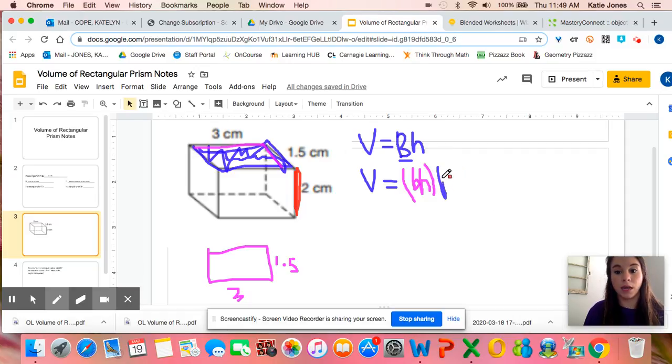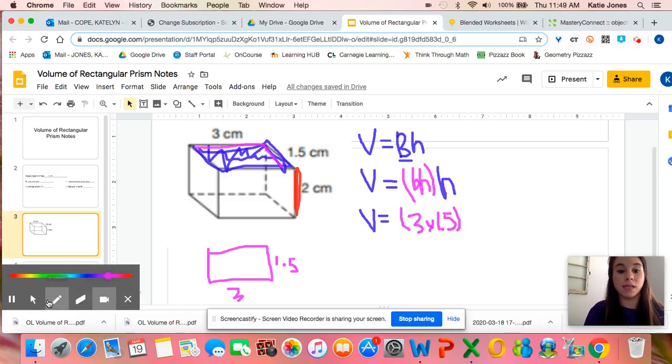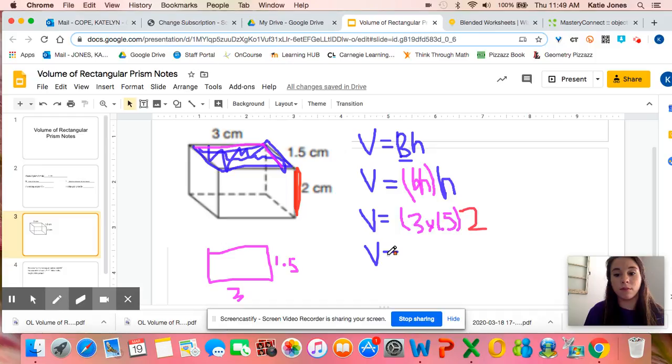So here's our H, and then let's go ahead and plug in our numbers. So we have V equals 3 times 1.5. All right, and then times our height, which is 2. And all we're doing is multiplying these together. So 3 times 1.5 is going to give us 4.5.